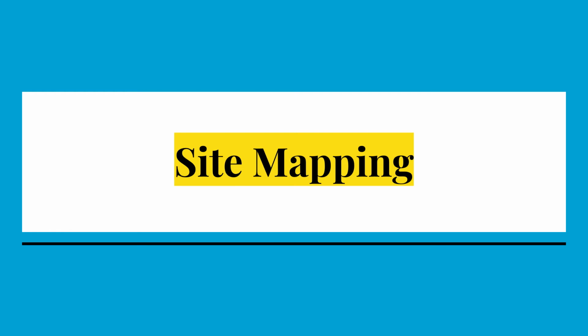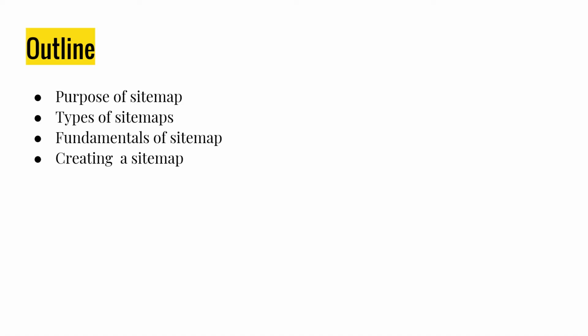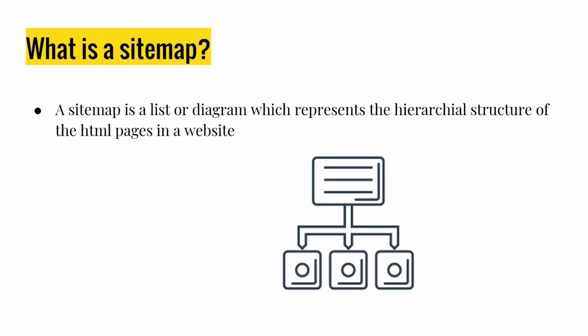Let us talk about site mapping. Now, site mapping is one of the key components for your website portfolio. If you refer back to the notes or the briefing that I've given to you before on your website group project, one of the things that you need to include in your portfolio is a site mapping. Now, let us look at what basically a site mapping is. A sitemap is a list or a diagram which represents the hierarchical structure of the HTML pages in the website. So basically, it tells me what you plan to have in your website.